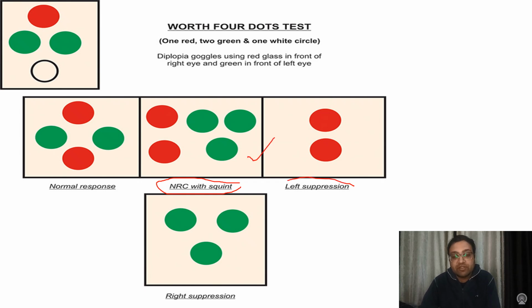But if the patient has left eye suppression, this means he is not able to see the green color, so that is why he is able to see 2 red dots. If the patient is not able to see the red dots, this means there is right eye suppression, and hence the patient is seeing these 3 dots, 3 green dots, leading on to the result of right eye suppression. Okay.